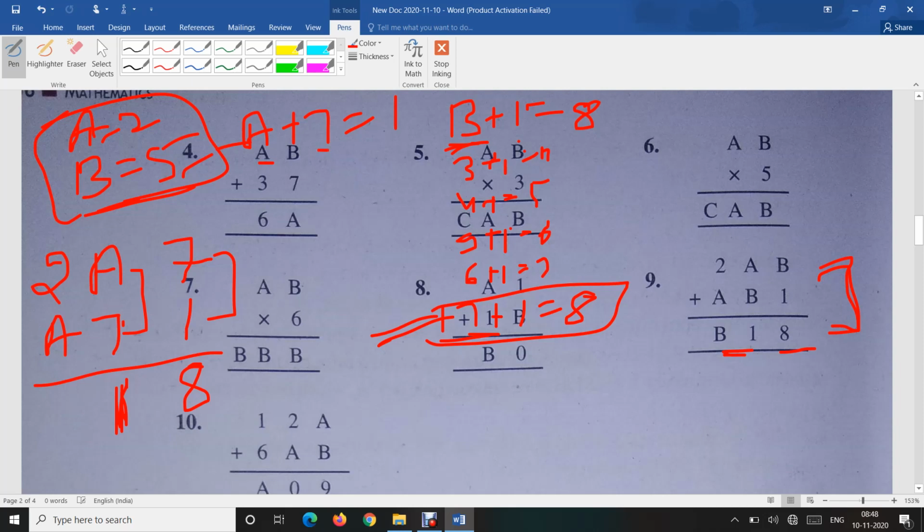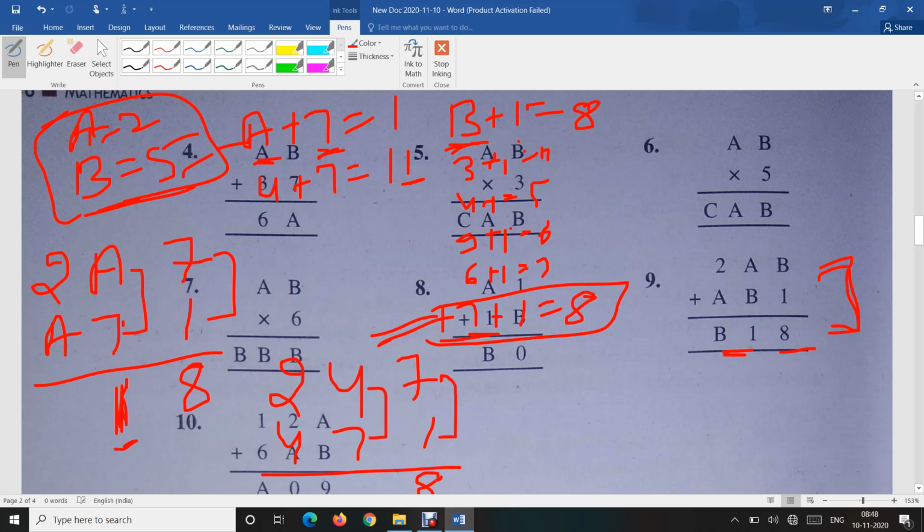If we put 1 plus 7, 8. 2 plus 7, 9. 3 plus 7, 10, not satisfying. If we put 4 plus 7, then it will be equal to 11, whose unit digit is 1. We also required the unit digit to be 1. That means we can put 4 at the place of a. That means 2, 4, 7, and 4, 7, 1. Then we will have 7 plus 1, 8. 7 plus 4 is 11, 1 is carried forward. 1 plus 2, 3. 3 plus 4, 7. That means b is also 7.